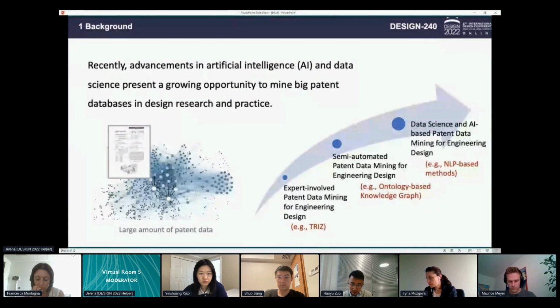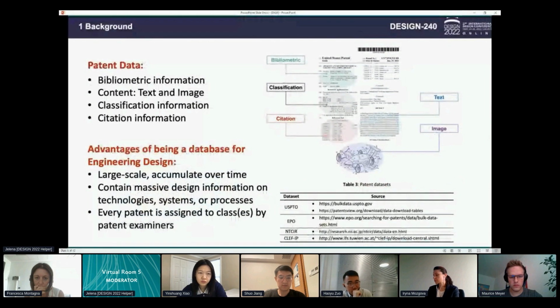As we all know, the latest AI technologies normally require big data for training and testing use. Thus, patent databases are an ideal data source to leverage up-to-date data science technologies for engineering design research. Let me take a United States patent document as an example. The United States patent data contains 5 parts, including bibliometric information, text, image, classification information, and citation information.